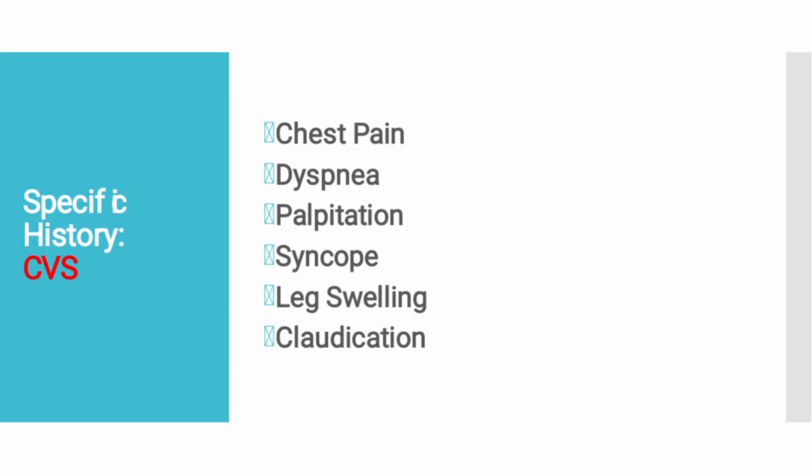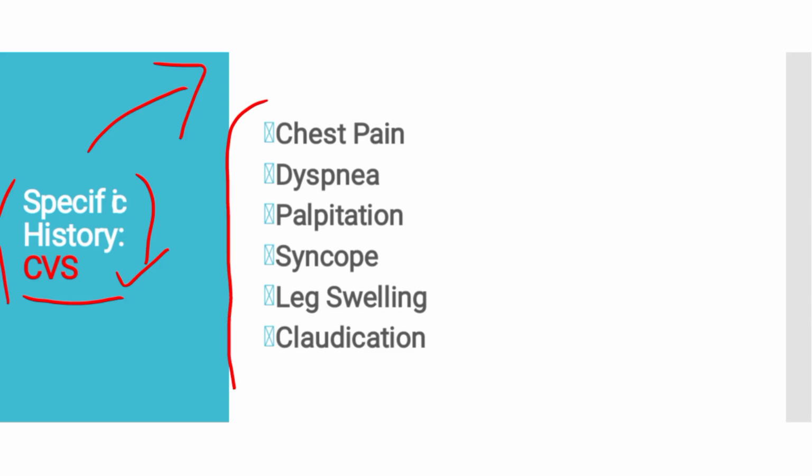In this playlist of oriented history taking and case studies, the system we will discuss is the cardiovascular system. We will complete the general history. Now we will start the specific history. In the cardiovascular system, we will discuss these few things.